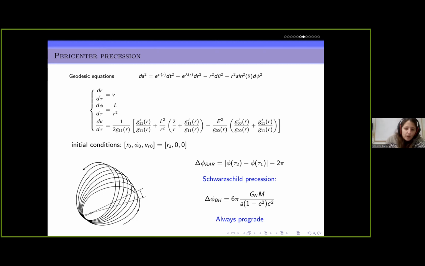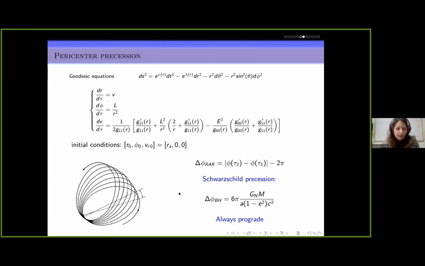We also want to compare it with the canonical case of a Schwarzschild black hole, for whose precession we have the more familiar solution here, this expression, which depends on the mass of the black hole and 2 orbital parameters. And it has the particularity that this precession angle is always prograde.